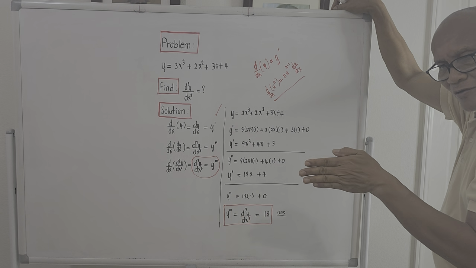Simplification, this is now algebra. This is where your knowledge of algebra will come out. If you don't know how to simplify, you're gone. Okay? We multiply all the constants. The 3 times 3 will be 9 times x squared. 2 times 2 will be 4 times x plus 3 multiplied by 1, which is 3 plus 0. So the first derivative is actually this portion here.